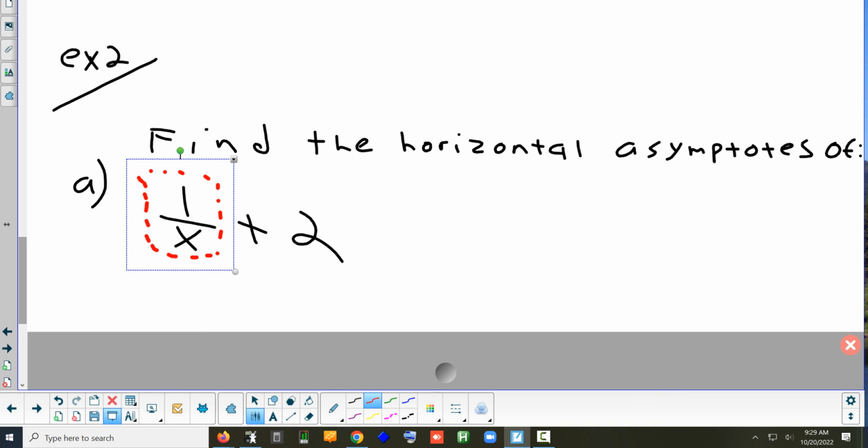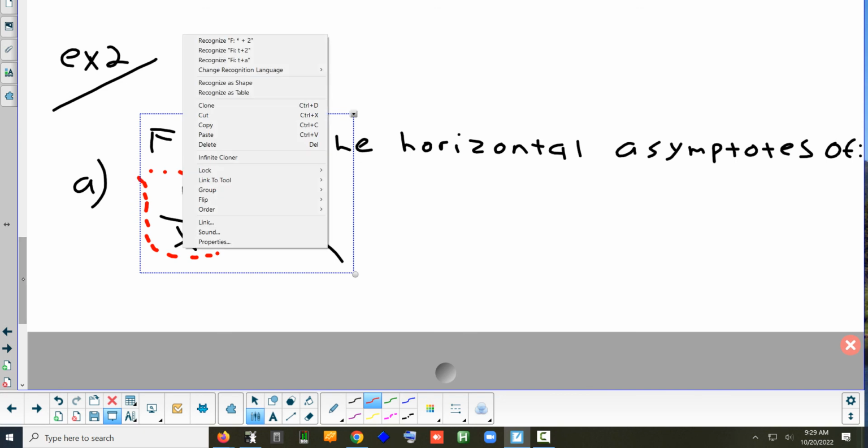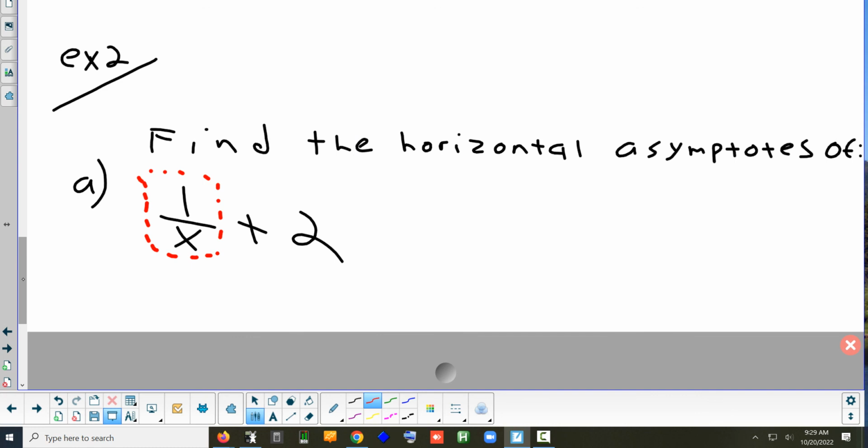Yep, two. So this problem has a horizontal asymptote at two. Because as x gets bigger and bigger, this part in the red box doesn't even matter. Think of 1 divided by 100 billion. It's basically 0. And if I add 2 to it, I'm going to get basically 2.